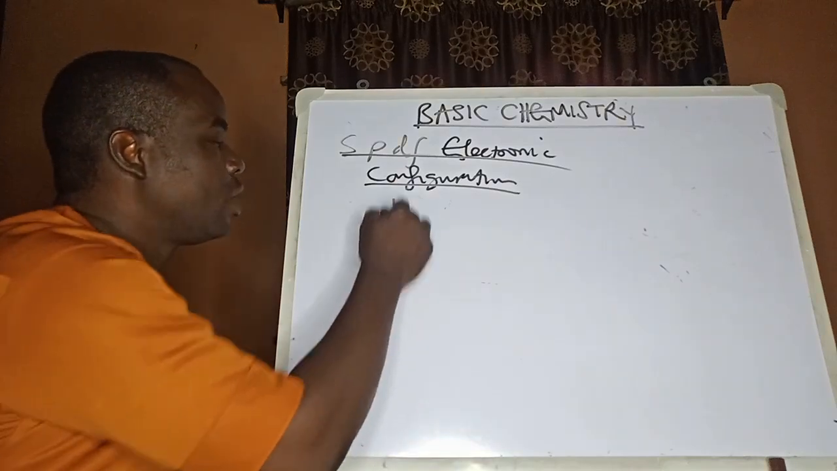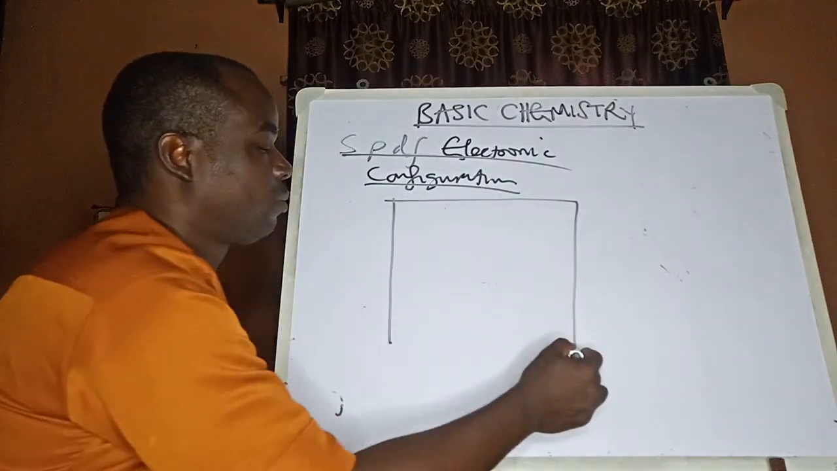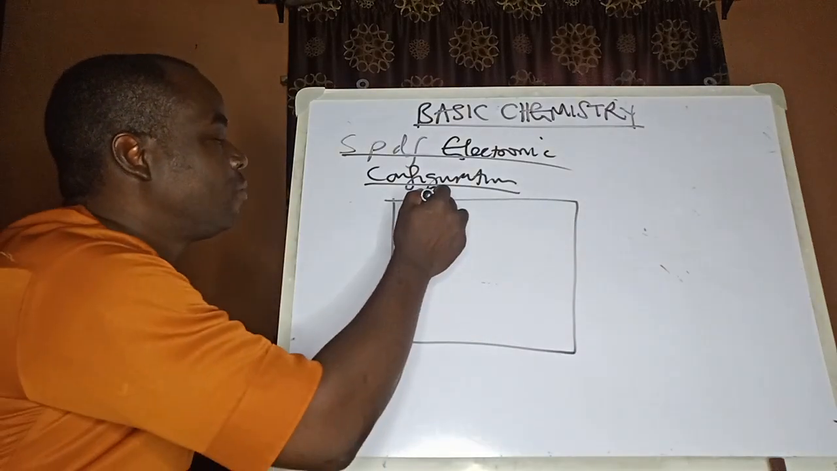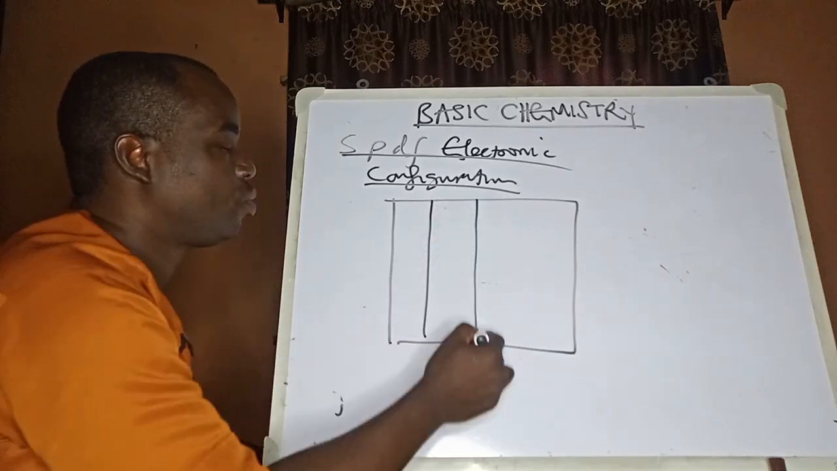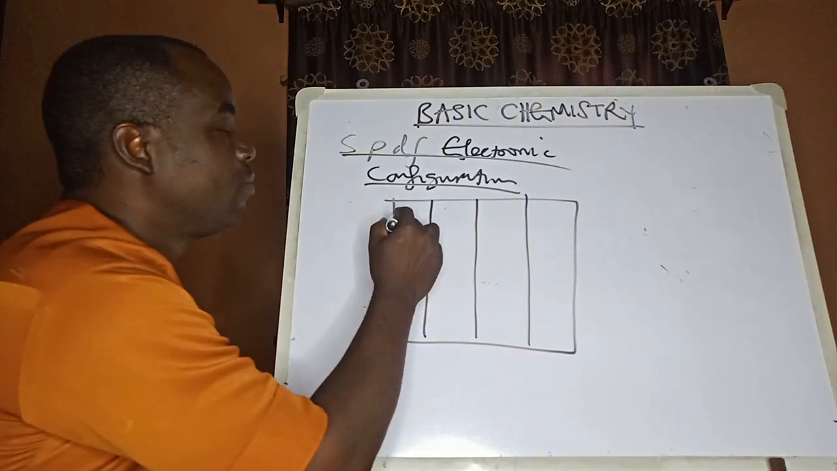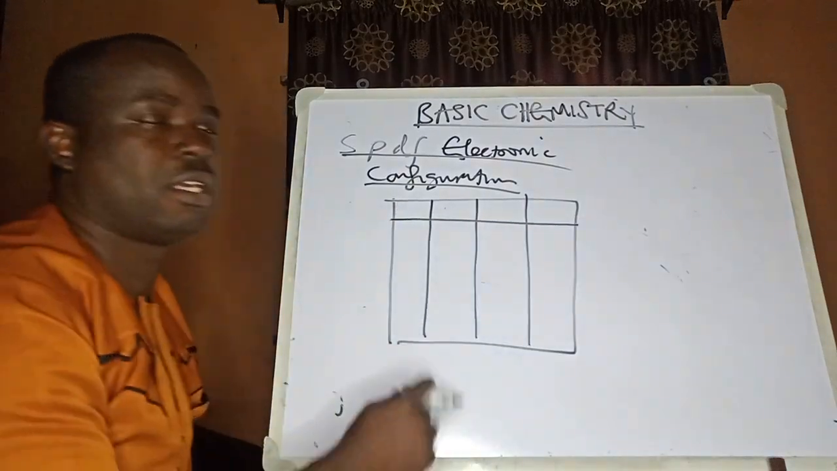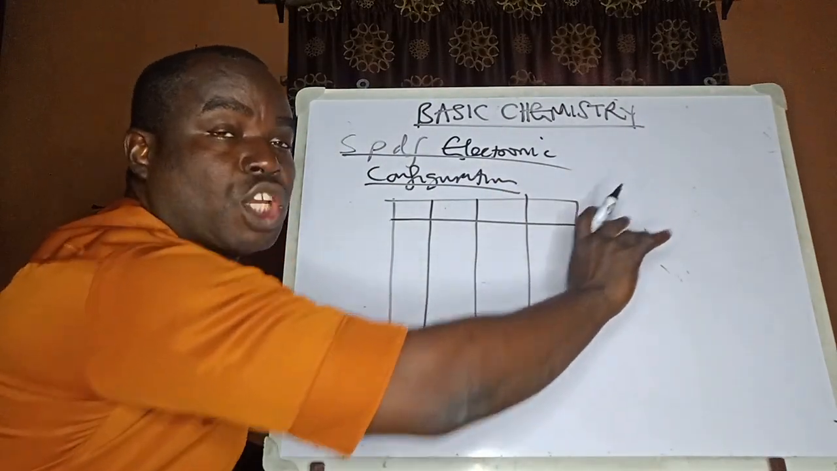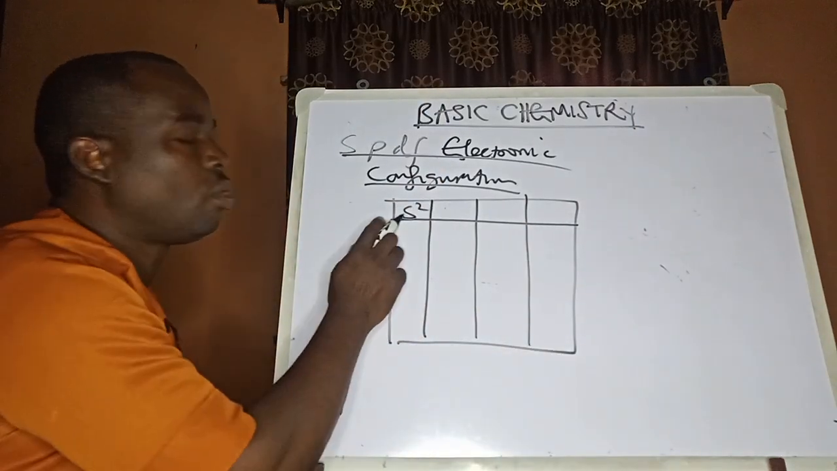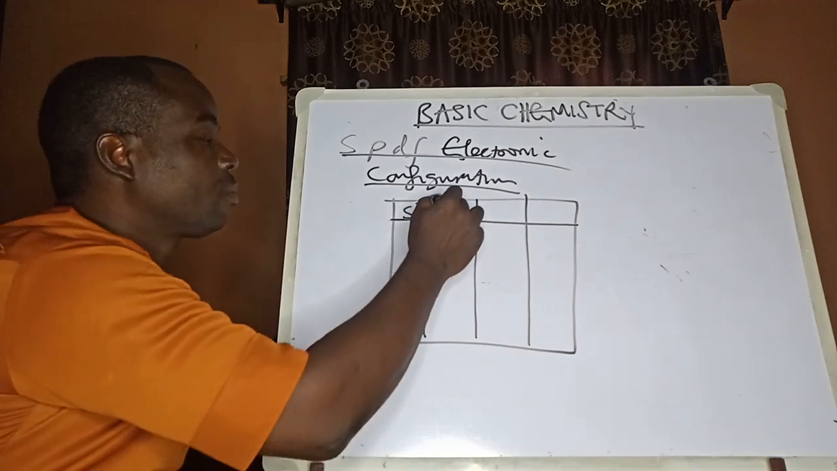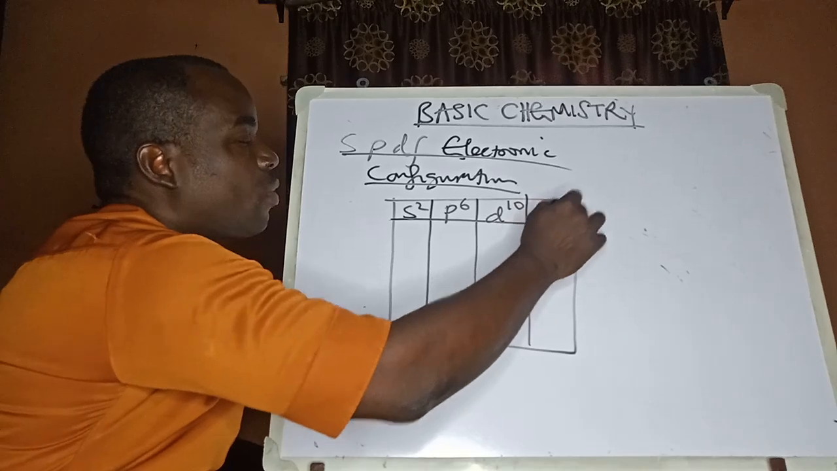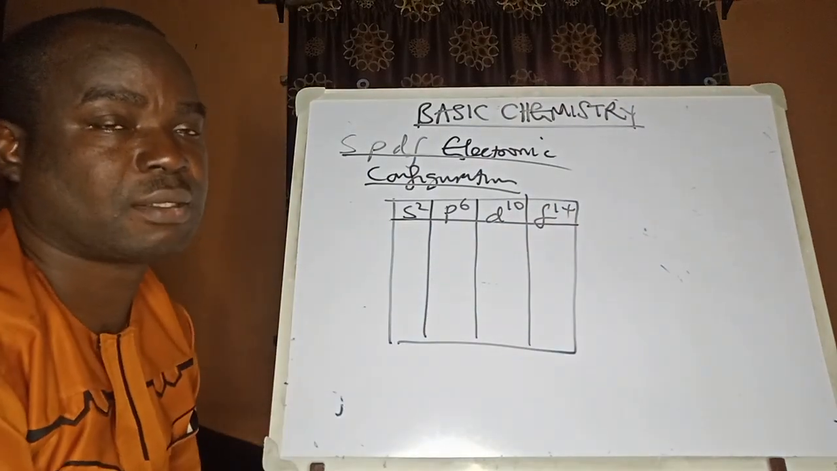Now we're going to draw a box. We'll make a box, then the box will have 4 columns. 1, 2, 3, 4. Make a box of 4 columns. Then make 1 row here. A row is like this. A column is like this. So put the first orbital here, S2, P6, D10, F14. So do it like that.